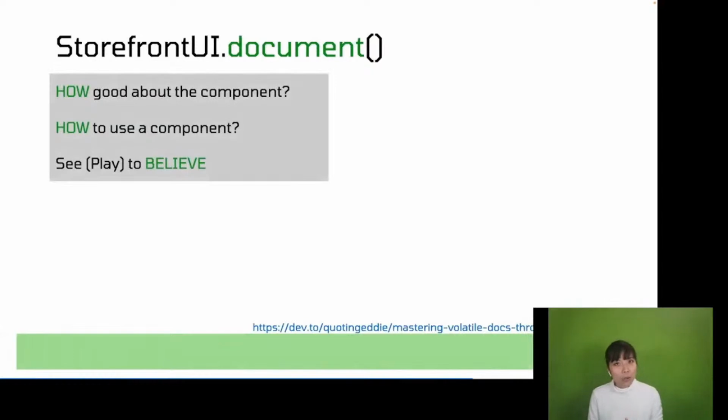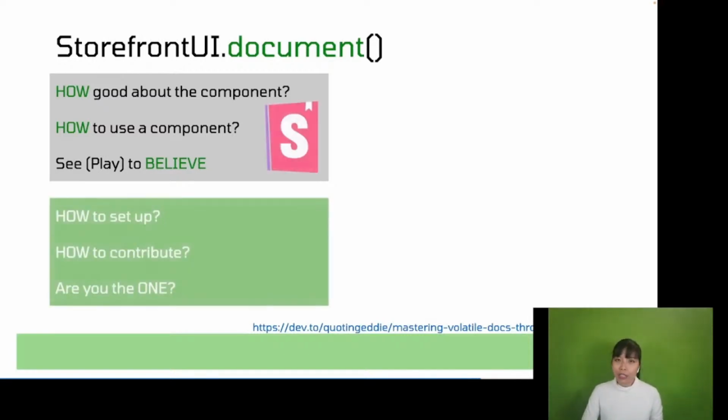Documentation. Well, there are 3 questions when you do documentation for a component. How good is it, how to use the component, and whether it's able to play, in order for users to understand how it works with different props. For that, we're using Storybook, and it works well. But other questions, let's say how to set up, how to contribute, and whether the component library is actually what the user is looking for, we answer by using VuePress to host our documentation.